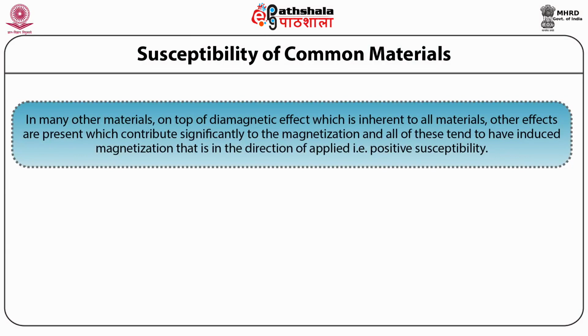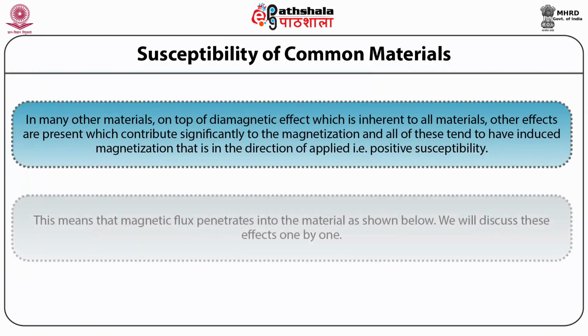In many other materials, on top of the diamagnetic effect, which is inherent to all the materials, other effects are present which contribute significantly to the magnetization, and all of these tend to have induced magnetization in the direction of the applied magnetic field. They exhibit positive susceptibility. This means that magnetic flux penetrates into the material. Now we will discuss these effects one by one.